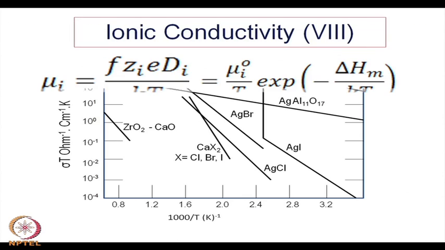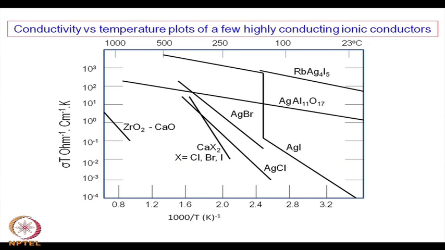Now, I think this I have already discussed. This is the conductivity versus temperature plots of a few highly conducting ionic conductors. There are plots of some compounds, not all of them are oxides, because oxides are not the only ionic conductors, there are many non-oxides, particularly the alkali halides like this, sodium silver iodide.